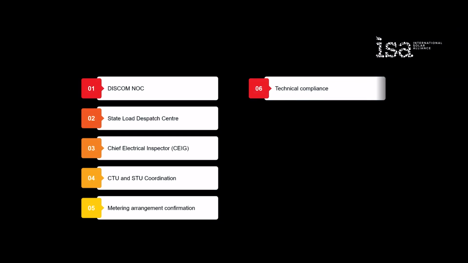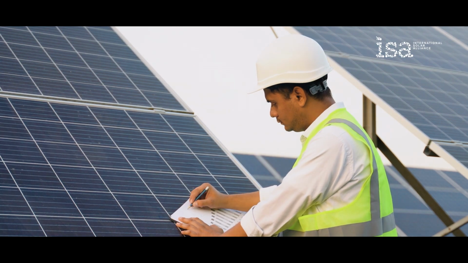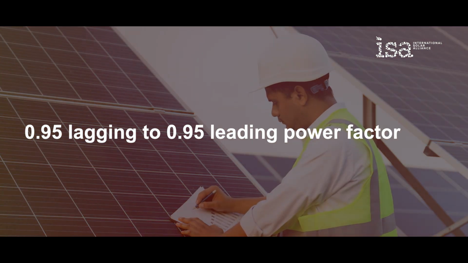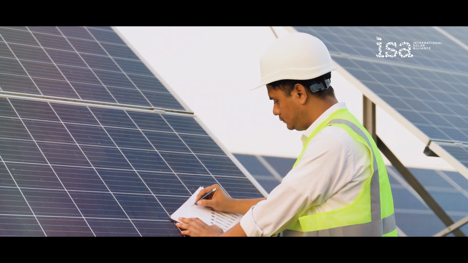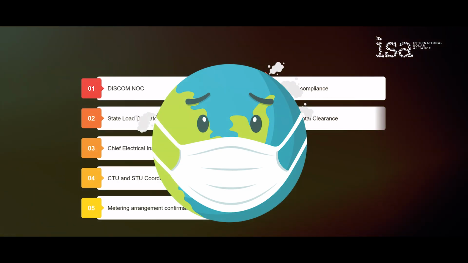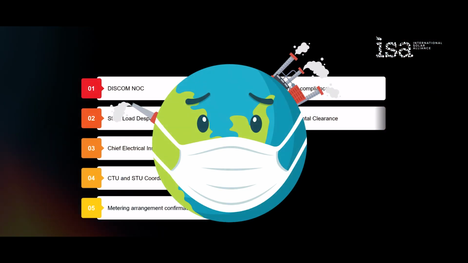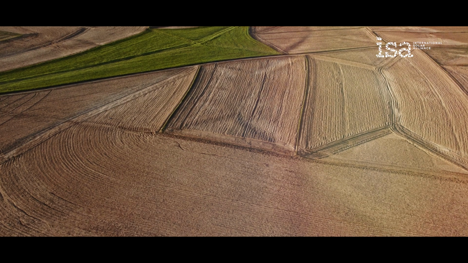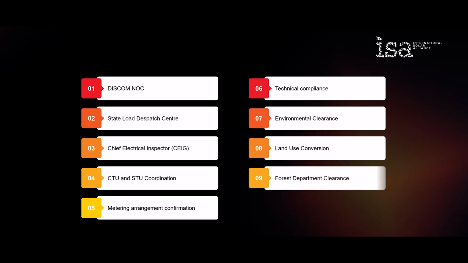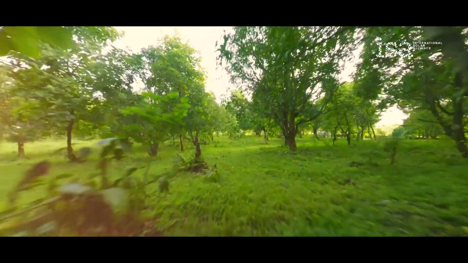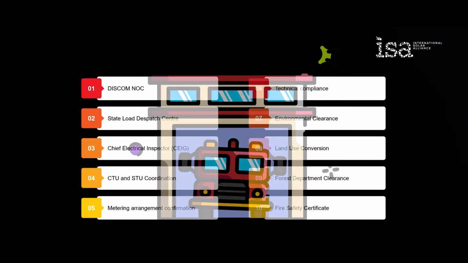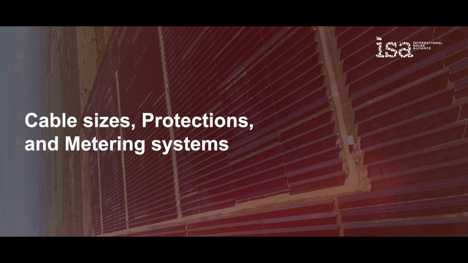Technical compliance. The plant's technical specifications, such as reactive power control capabilities, for example, from 0.95 lagging to 0.95 leading power factor, must meet the grid code requirements. Environmental clearance, required for large-scale projects to assess and mitigate their environmental impact, often from the State Pollution Control Board. Land use conversion. If the land is agricultural, it needs to be converted to non-agricultural use. Forest Department clearance may be required depending on the project's location. Fire Safety Certificate. A certificate from the local fire department is necessary for safety compliance. This includes cable sizes, protections, and metering systems.